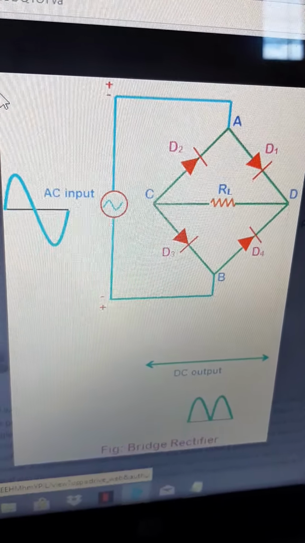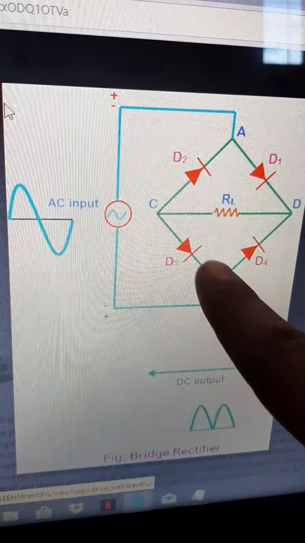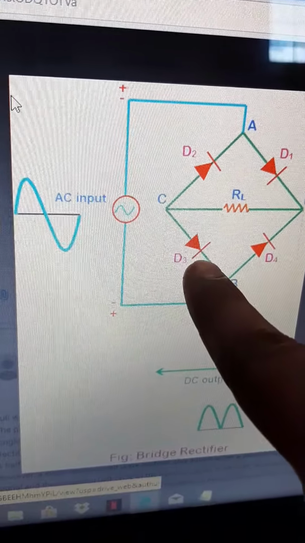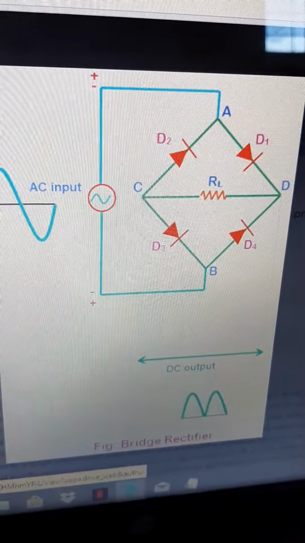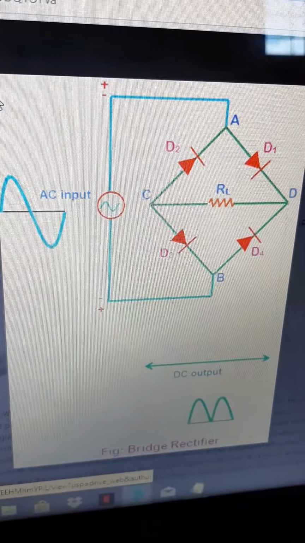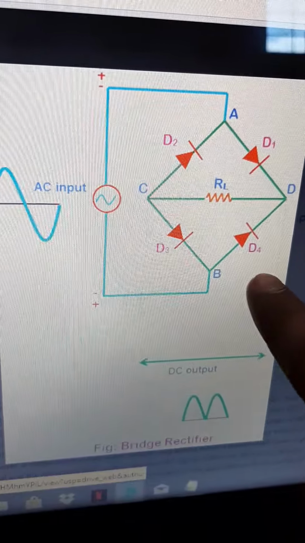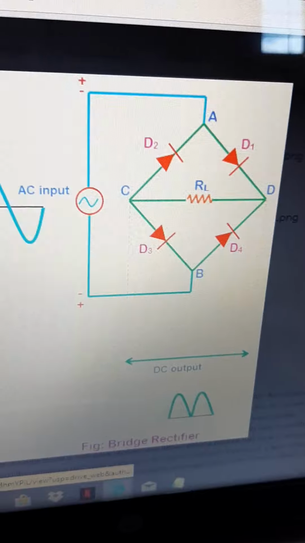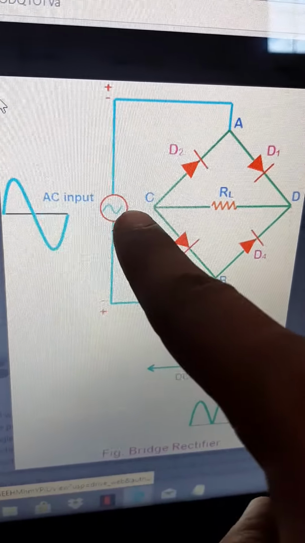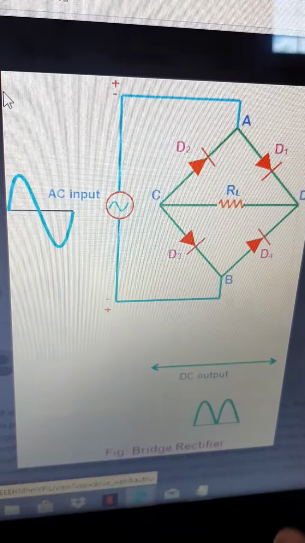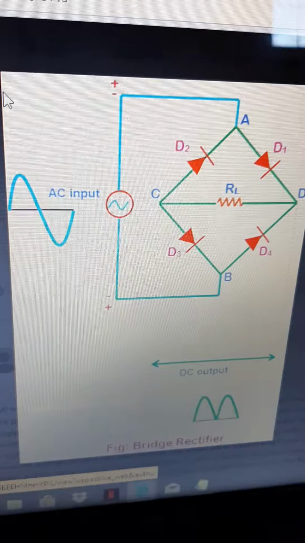Today I will explain the full wave bridge rectifier. This is the circuit diagram of the full wave bridge rectifier. In a bridge rectifier, four diodes are used: diode D1, D2, D3, and D4. And a load resistor is used. This is the AC input signal, and the output is taken from the load resistance RL.